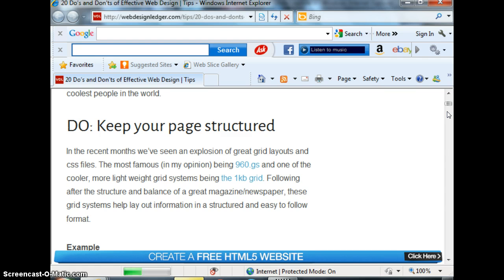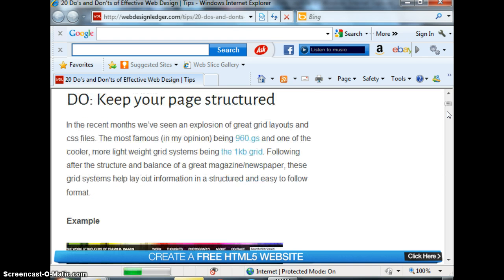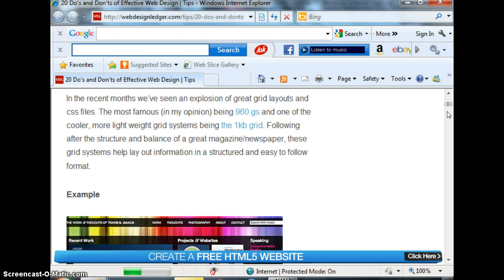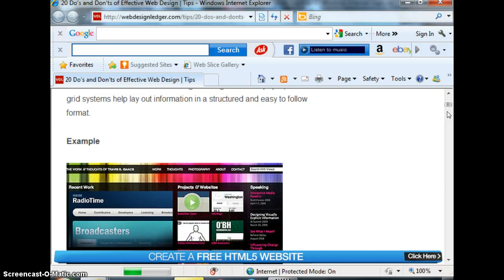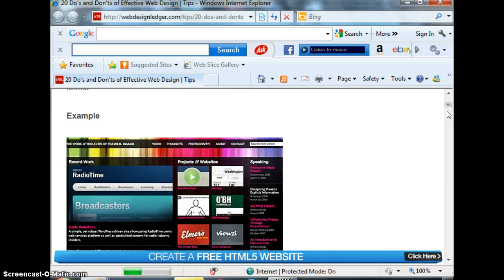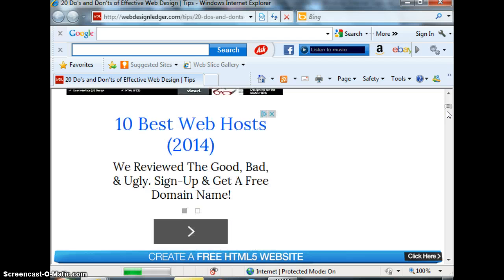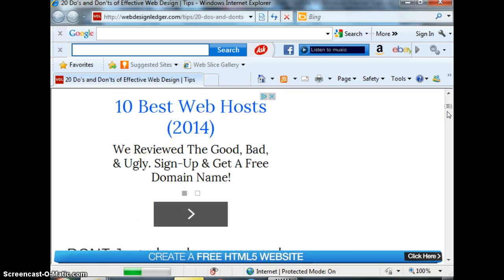For example, do keep your page structured. Short, it's to the point. The paragraphs, it's an easy read. It's actually an entertaining read. I like the way it gives examples of every do and every don't that they suggest. It does have a little extra things going on, but it's not that extra. It's related to the site.